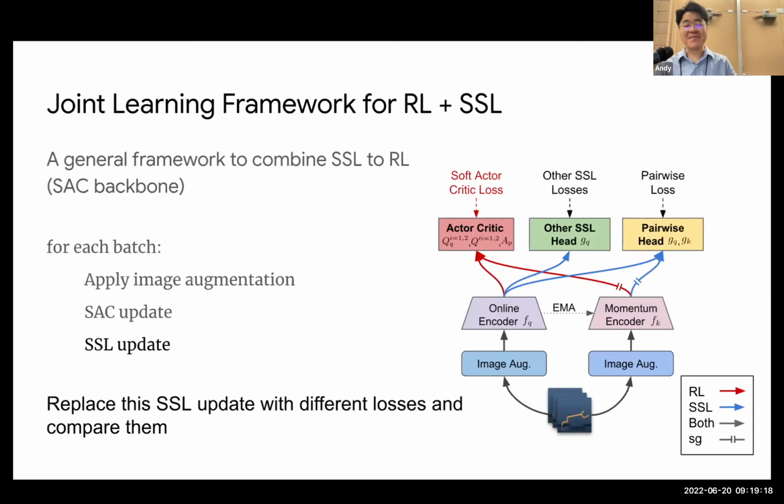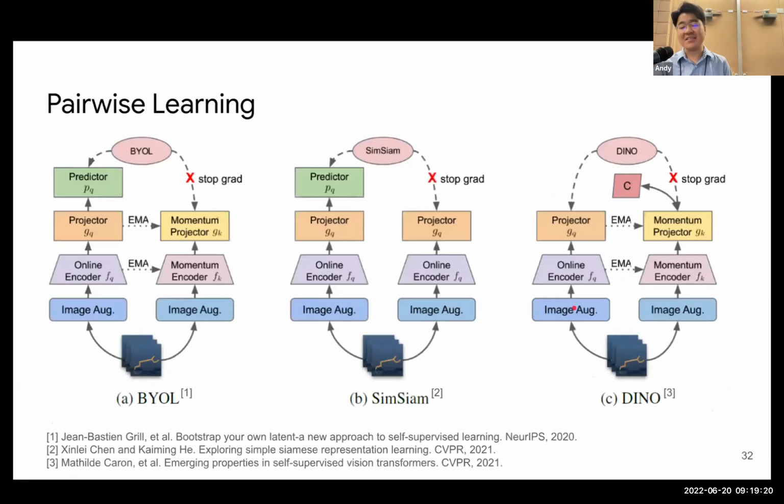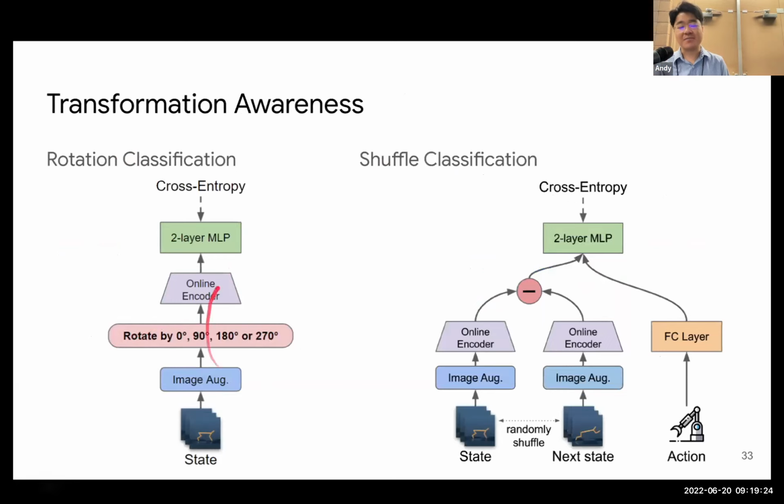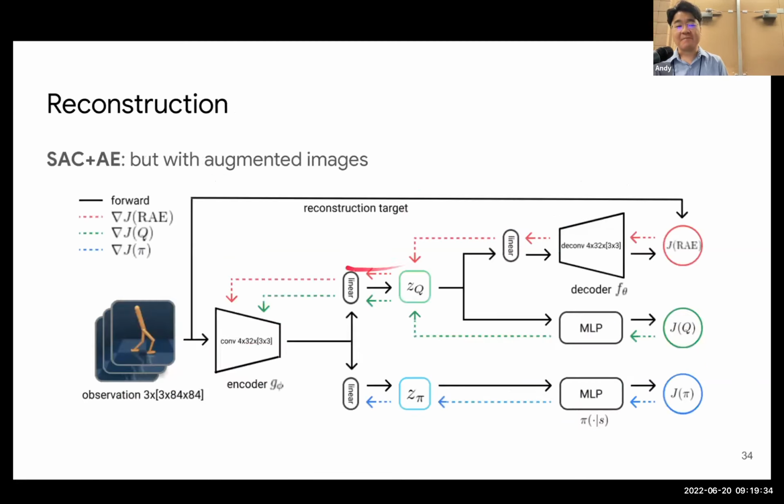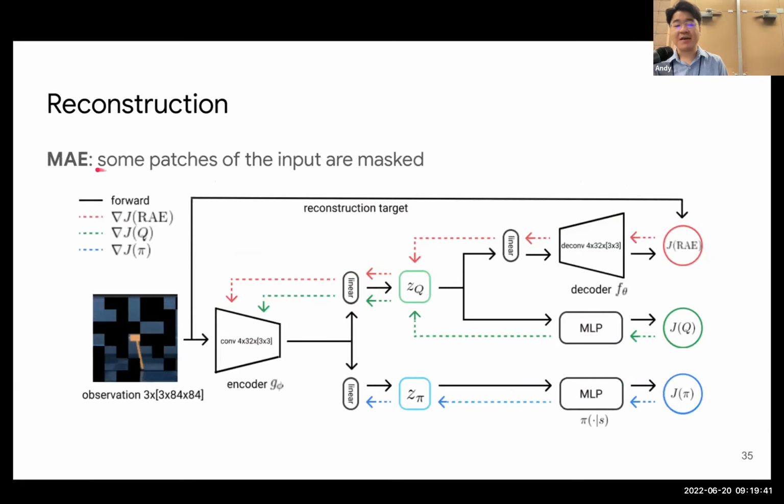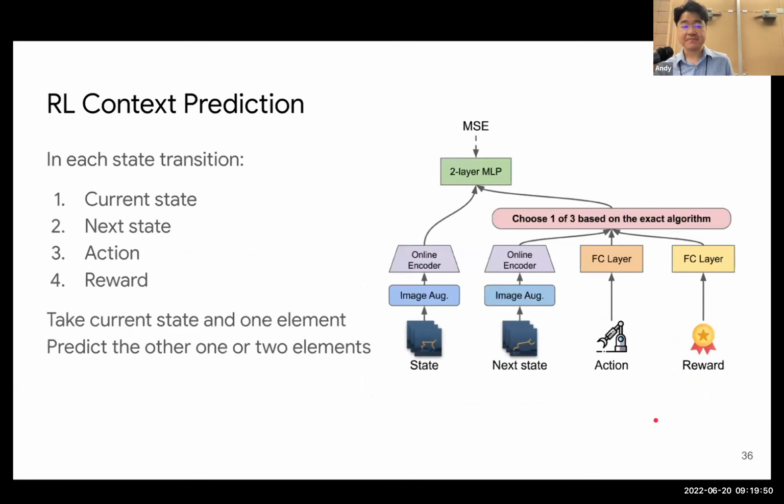So this was the general framework, and as you see, this can easily be converted into one of these contrastive losses, or can incorporate computer vision self-supervised losses like rotation classification, shuffle classification, and even the reconstruction, which was actually used in soft actor critic plus autoencoder. We can also take advantage of a masked autoencoder instead, by masking the input and trying to reconstruct it together with running the reinforcement learning objectives.